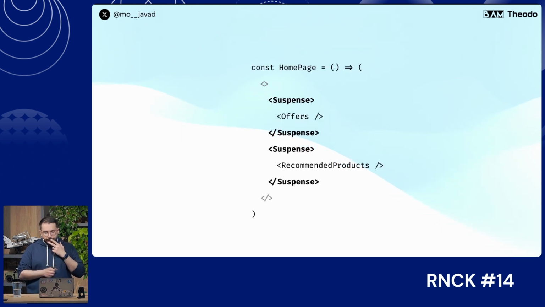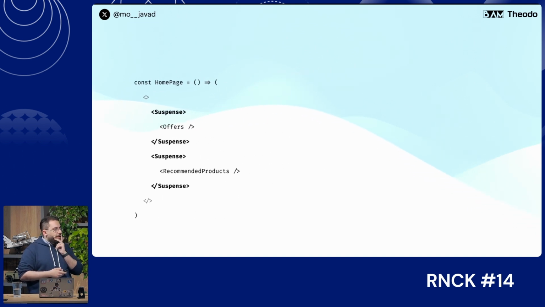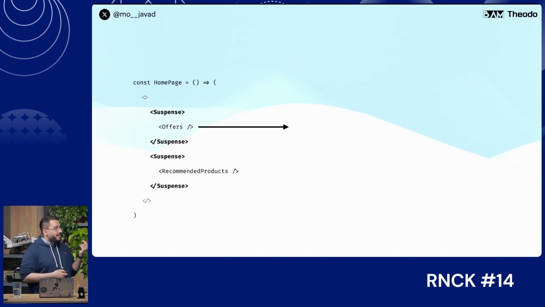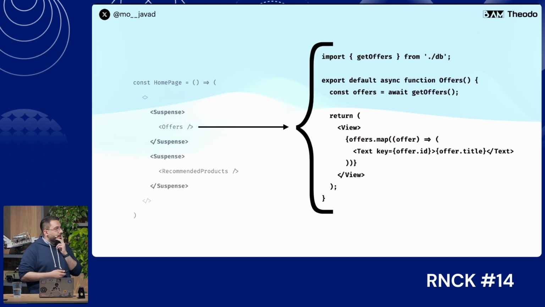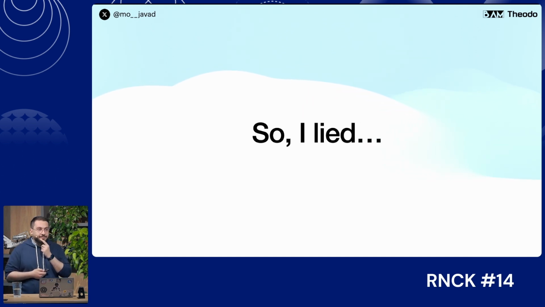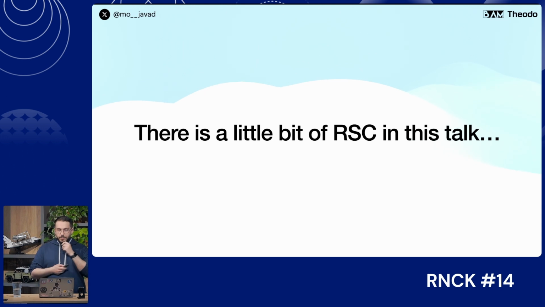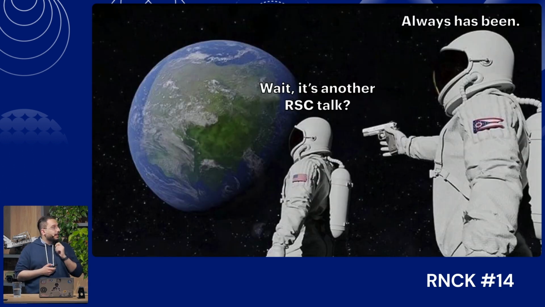And what that would kind of look like is we'd wrap all of the different components in suspense boundaries, and then maybe we could just fetch the data for each of these components on the server. Maybe the secrets could just all live on the servers. You know, it's just a DB call directly there. Stop me if you've seen this before. So I lied. There is a little bit of RSC in this talk, and this is a bit awkward.